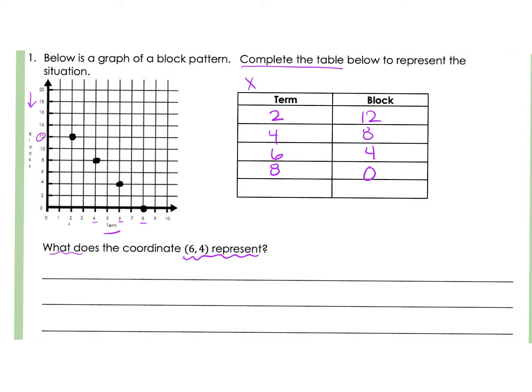So this is my x, this is my input. I want you to keep writing that until it becomes automatic. This is my y, this is my output, okay? What does the coordinate (6, 4) represent?